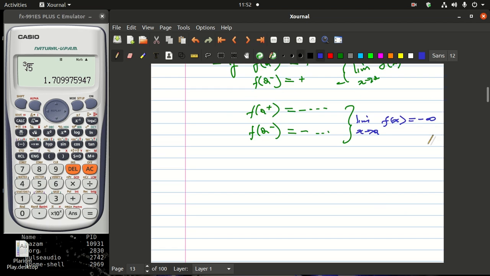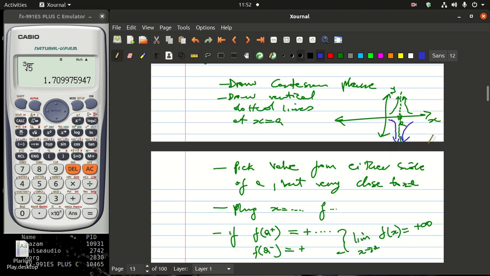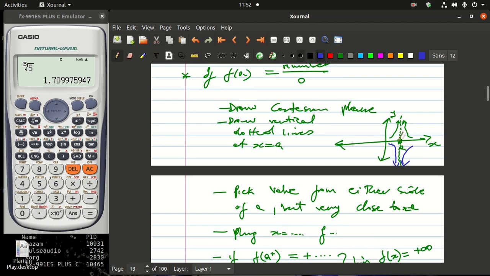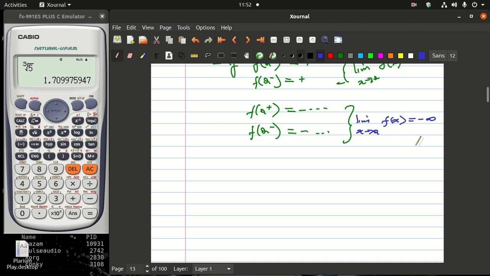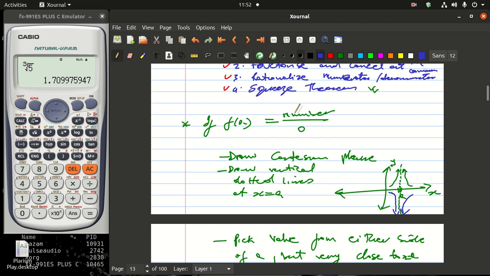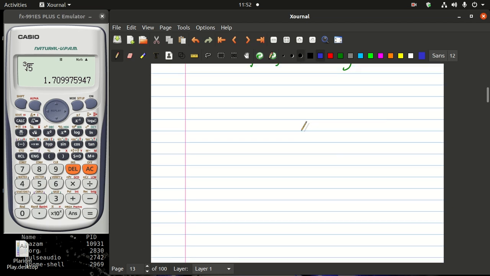But if it happens that when you take a value on the left and plug it into f, you get a positive value, and on the right you get a negative value, then the limit does not exist. If one of these is negative and the other is positive, then we know that the limit does not exist when you're getting a number over 0. That's actually what we said.